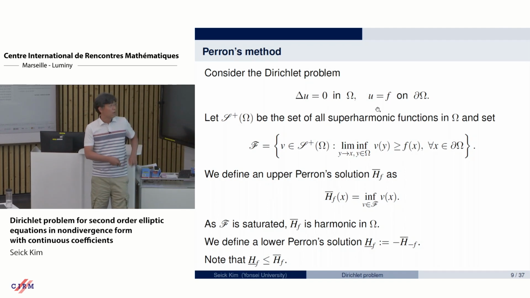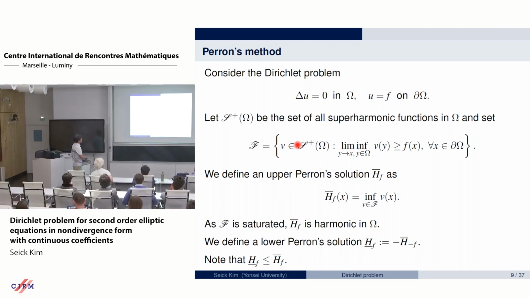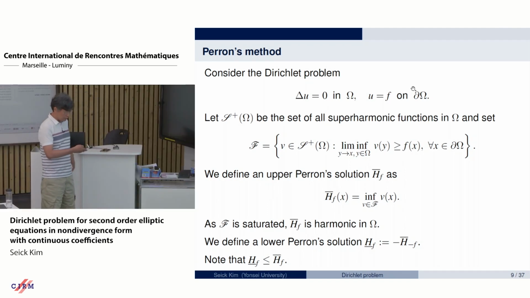And you can also define the lower Perron solution by taking V to be a subharmonic function, and you have this limit which is less than or equal to f on the boundary. Then that's called the lower Perron solution. And then obviously, a lower Perron solution is less than or equal to the upper Perron solution.